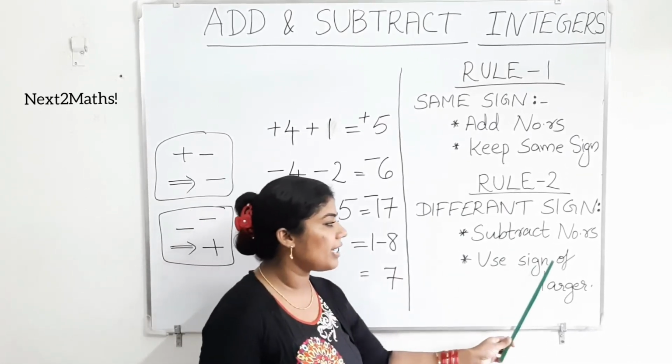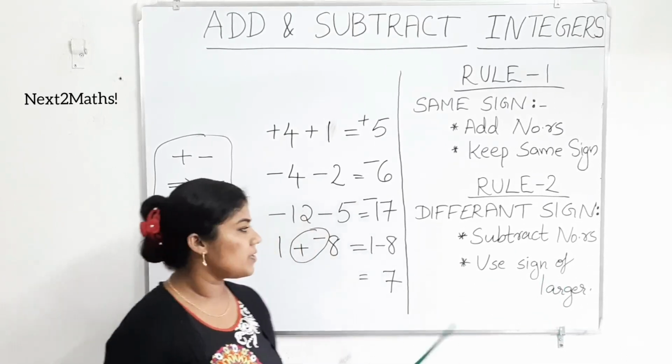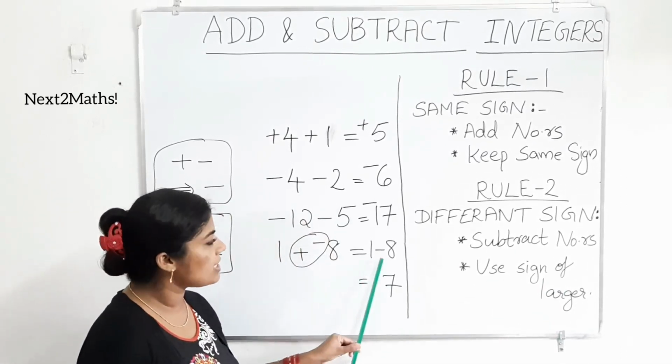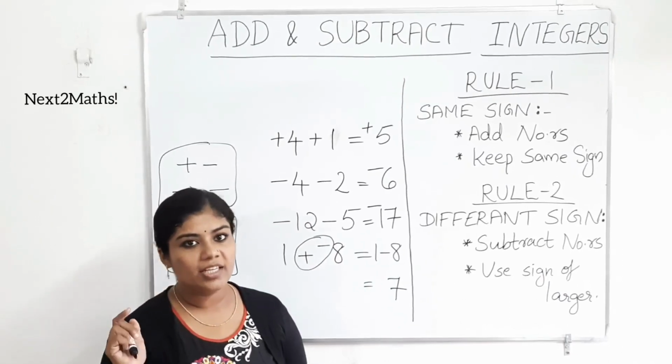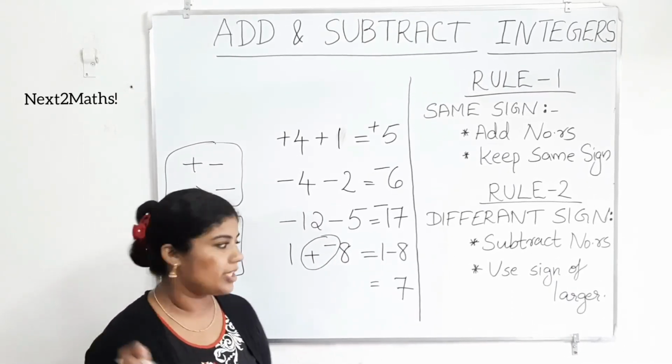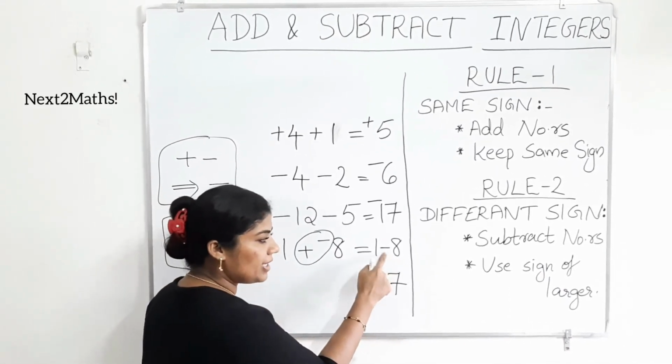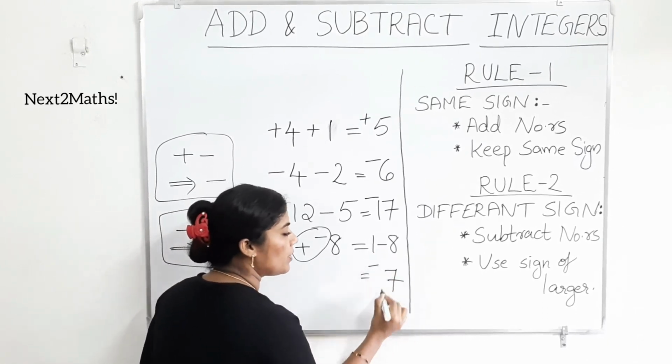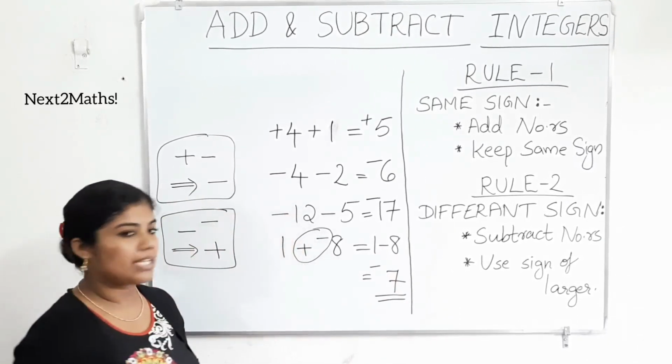And use the sign of the larger value. Which one is the larger value? 1 or 8? Which one is larger? 8 is larger. So you can write the larger value 8. It has the negative sign. So you can write the negative sign.